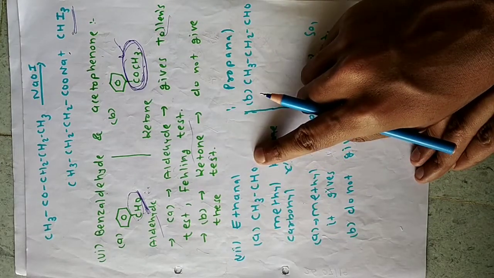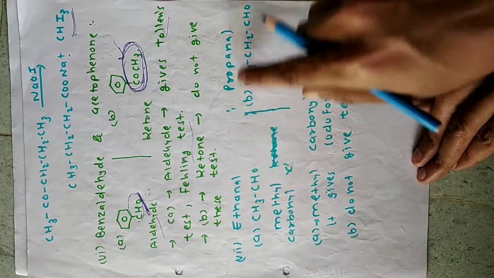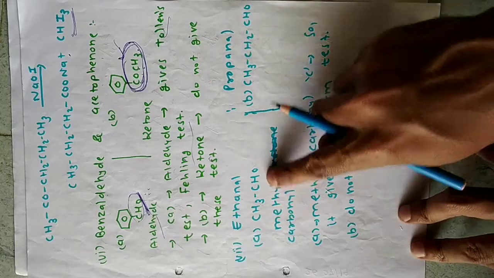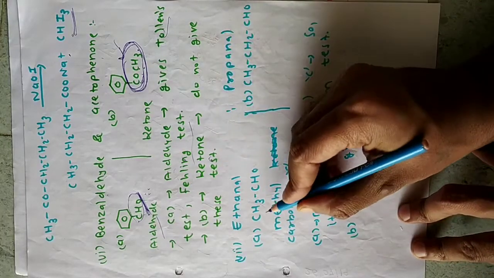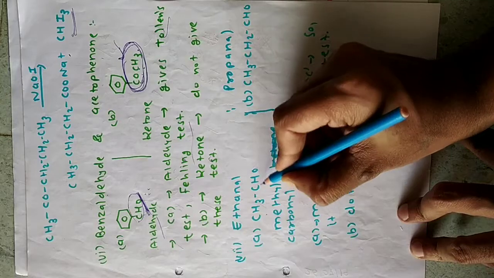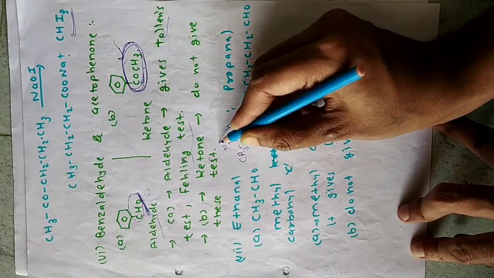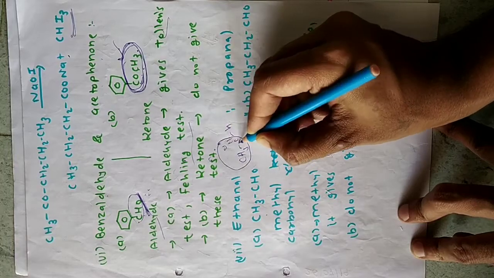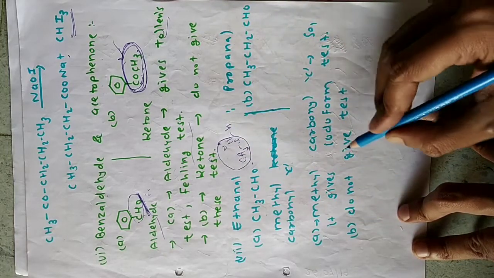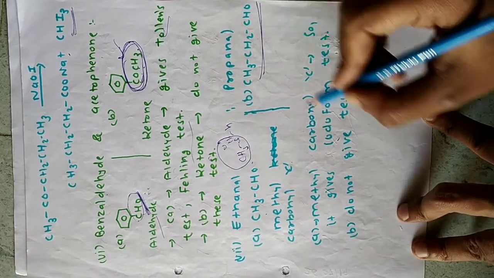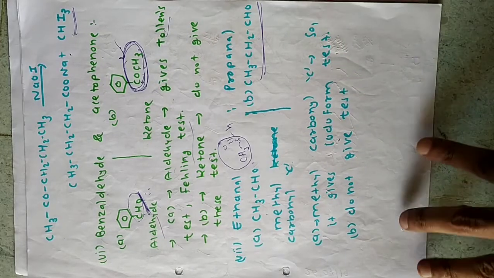Next one, 7th number, ethanol and propanol. You can see both structures here. Now in ethanol, you can see the structure will be like this, CH3 C double bond OH. Now this structure is like a methyl ketone, so it can give the iodoform test. This structure does not give the iodoform test.